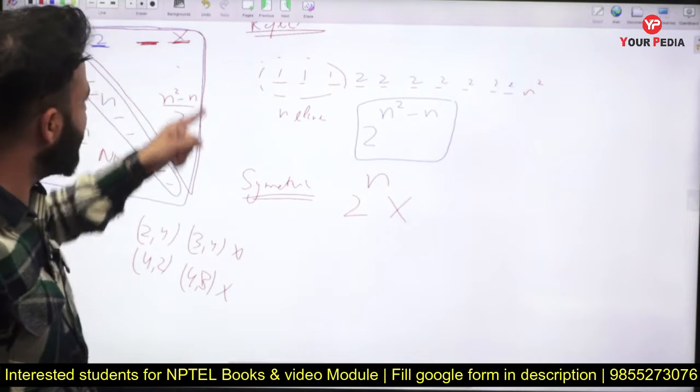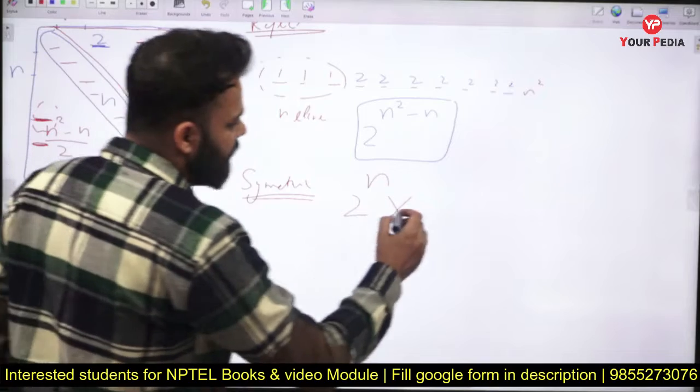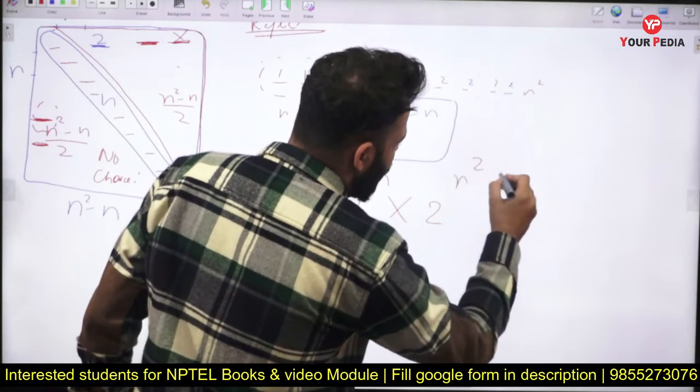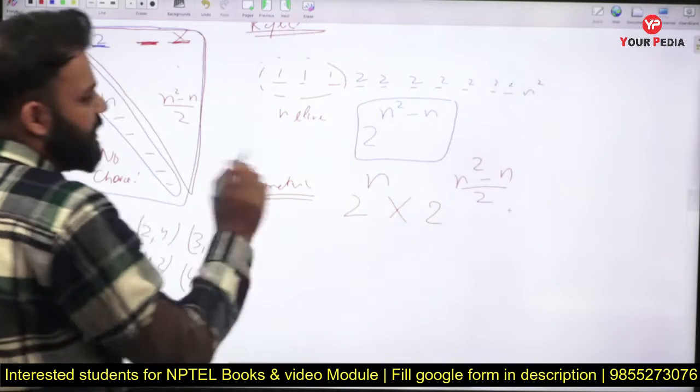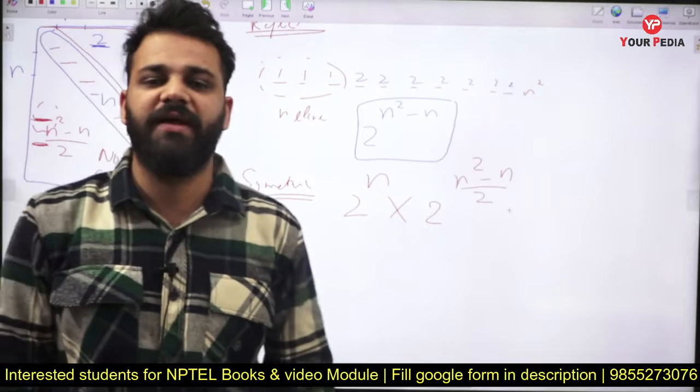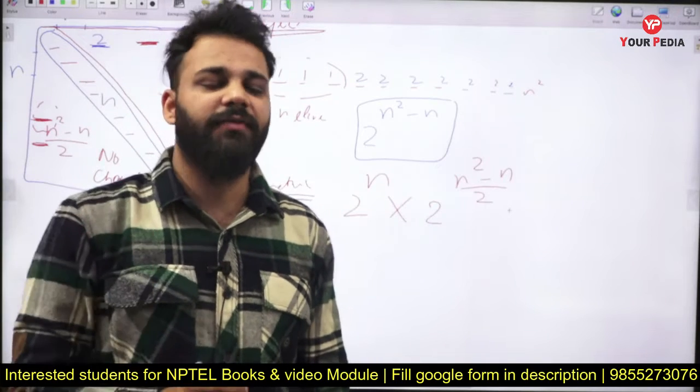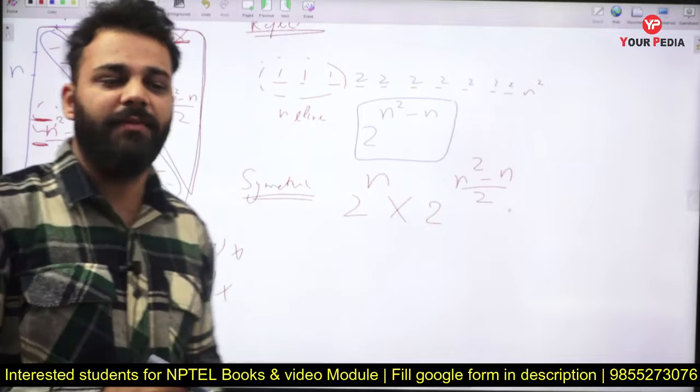So how many elements are there? (n square minus n) by 2. So 2 raised to power (n square minus n) by 2. So these will be the number of symmetric relations present in our set of n elements.